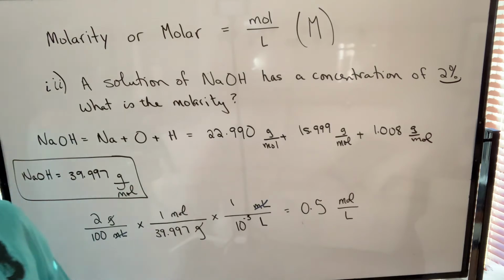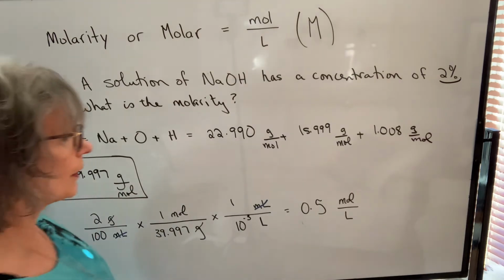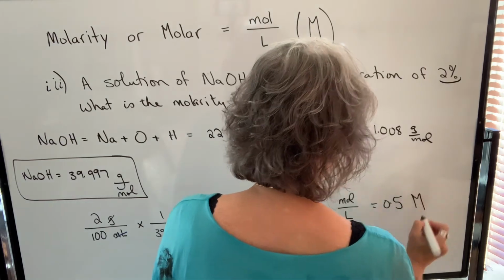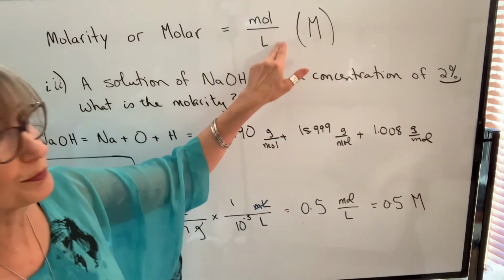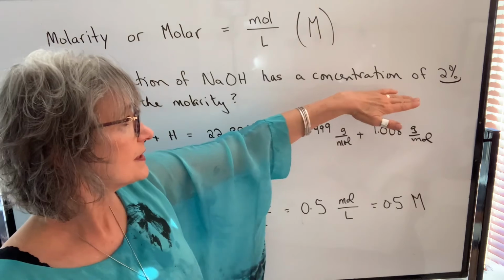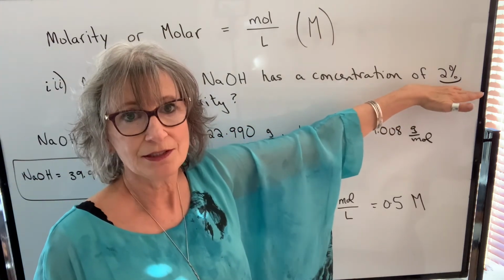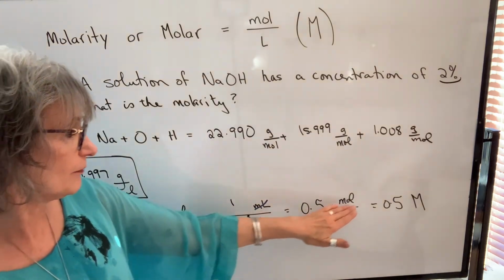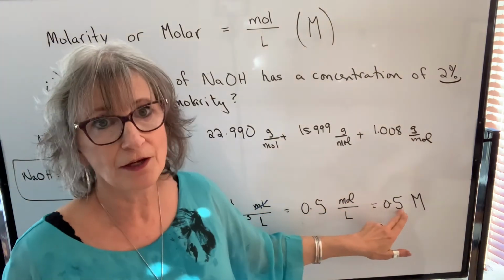which we can leave as 0.5 moles per liter, or you may see it expressed as 0.5 capital M. That means moles per liter. So this solution has a concentration of 2%, and that concentration is also equivalent to 0.5 moles per liter, or 0.5 molar.